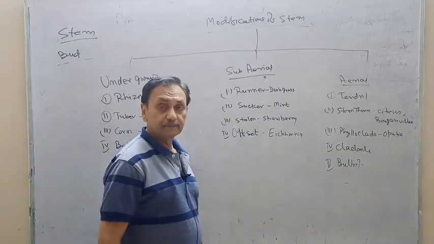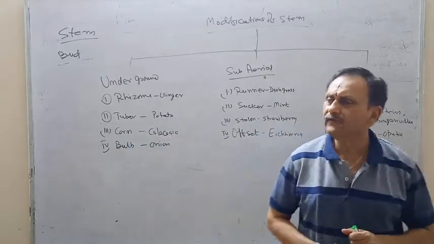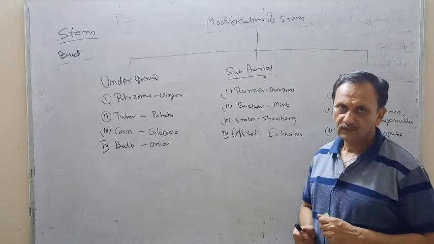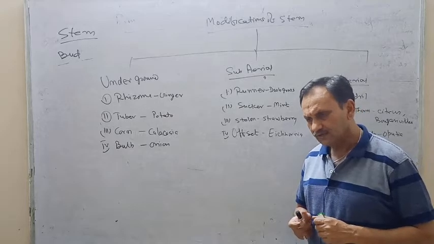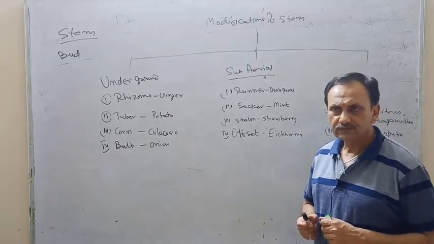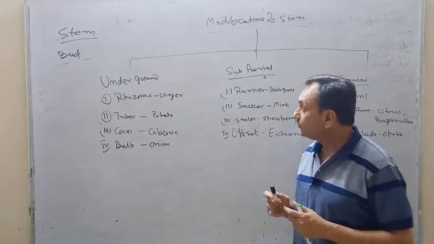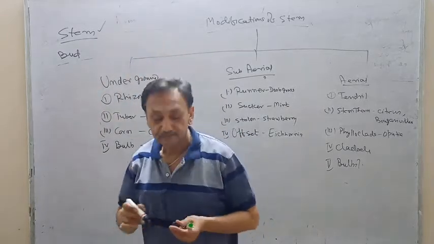Modification in stem, and this is part of the modification of flowering plants, or morphology of the flowering plant. We have discussed in the previous lecture how roots are developed and what the modifications are. Today we will first discuss what we mean by stem.